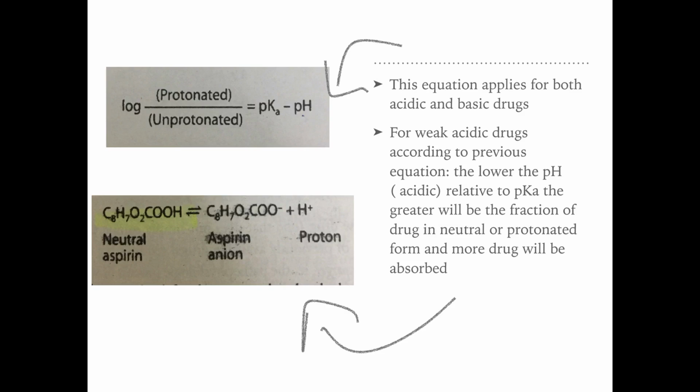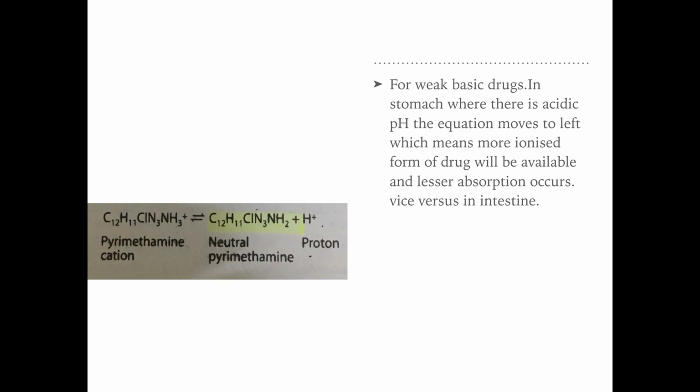Let us take another example of weak basic drug. In case of weak basic drugs, when these drugs are present in the stomach, where the pH is more acidic, the equation will move towards the left and more ionized drug will be present. In this way, the absorption of the weak basic drugs in the stomach is lesser. While when the same drug enters the intestine where the pH is basic, the equation will move towards the right and more neutral form of the weak basic drug will be available for absorption, and more absorption will take place.